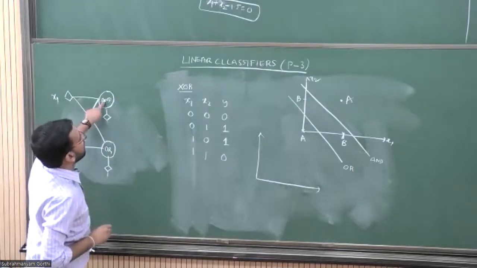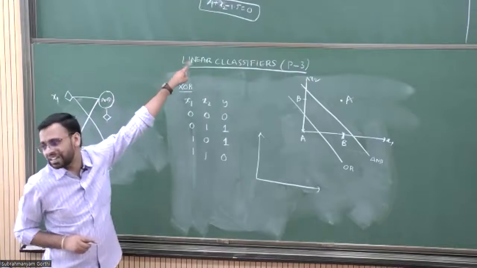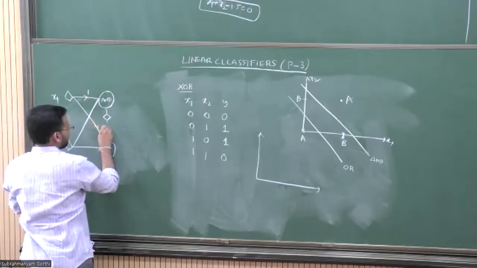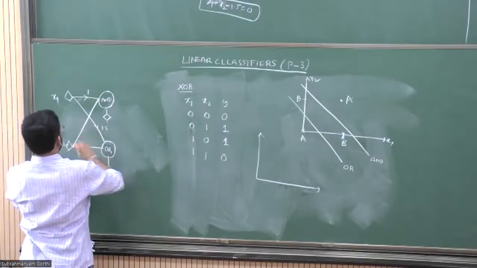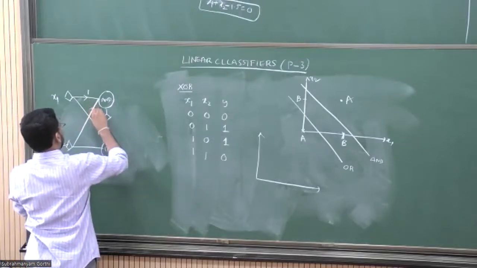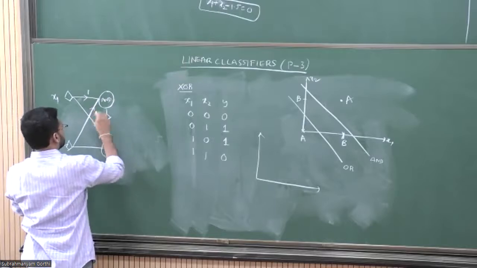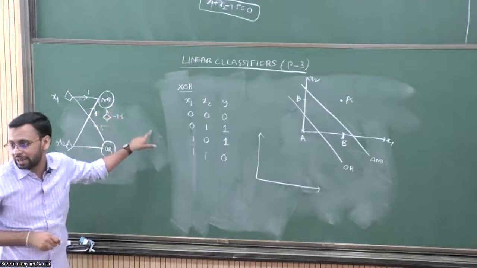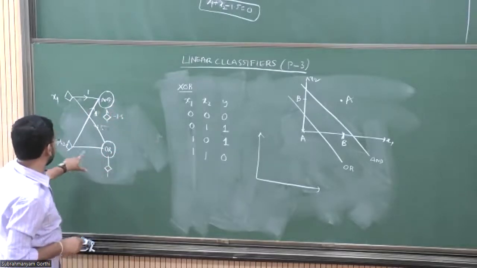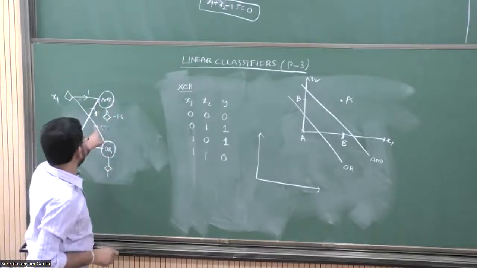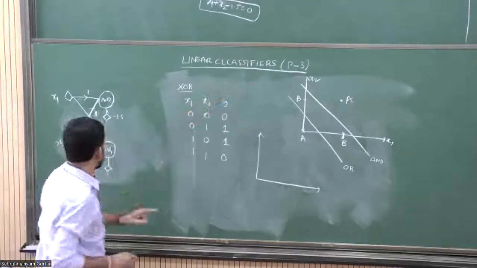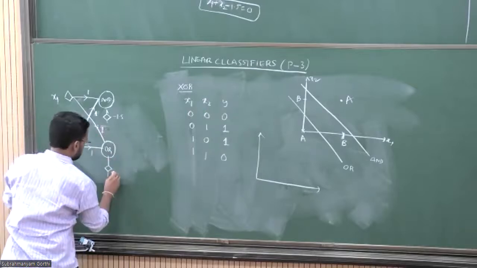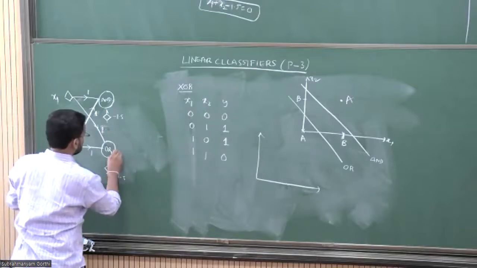For AND, what did I get there? x1 plus x2 minus 1.5. That's what we got. So the weight is 1 here, 1 here, and the bias is minus 1.5. What about the OR that I got as a result here? x1 plus x2 minus 0.5. So this is 1, this x1 coming is 1, and here minus 0.5.